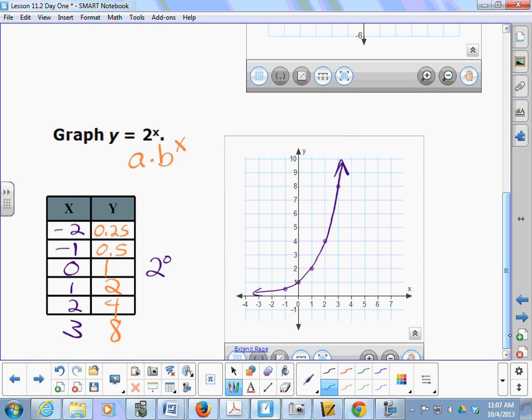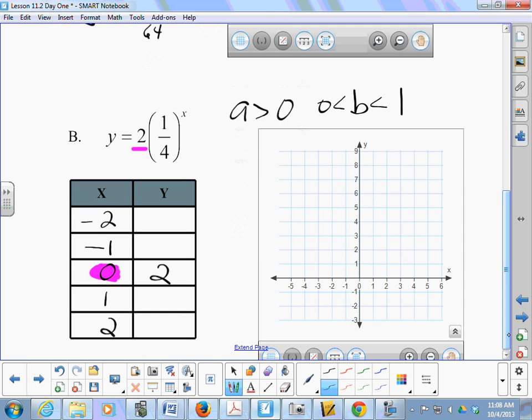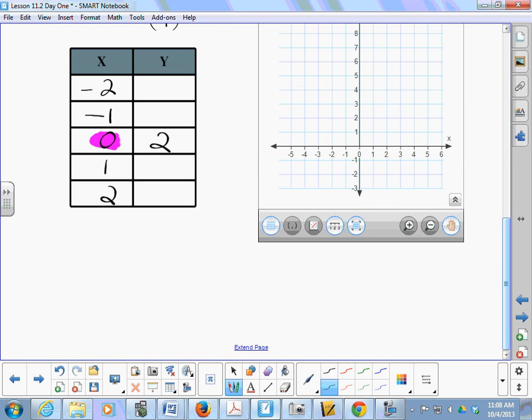What's A here? It's 1 times 2 raised to the power of x. At 0, I have 1. So my value for A is always the y value when x is 0. If you can remember that, it'll help you do this a little bit quicker.